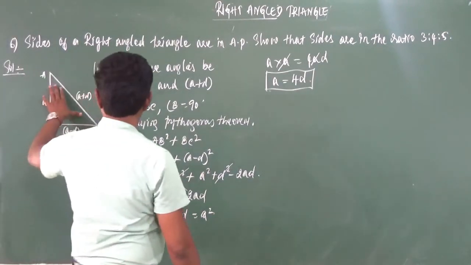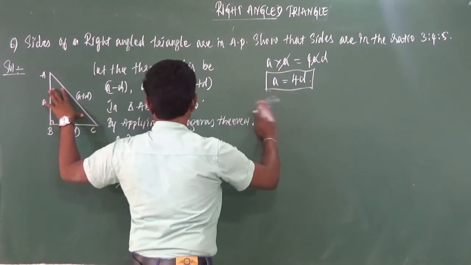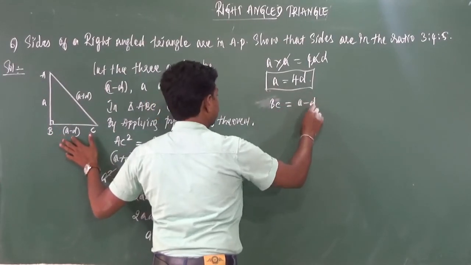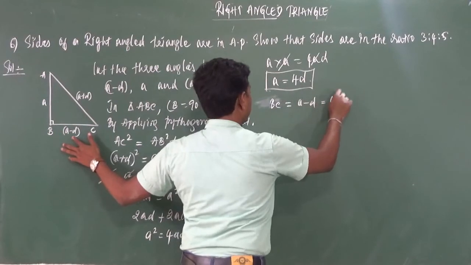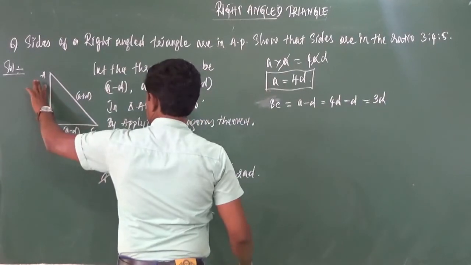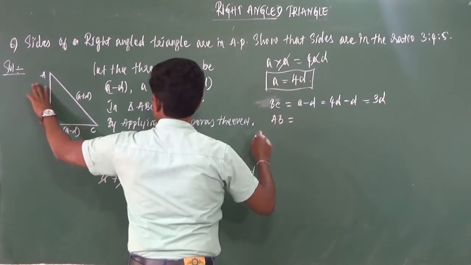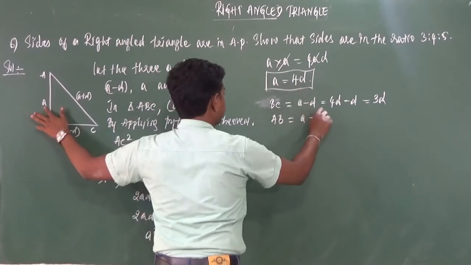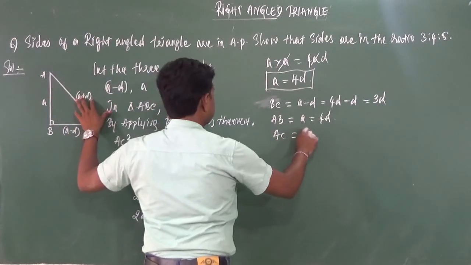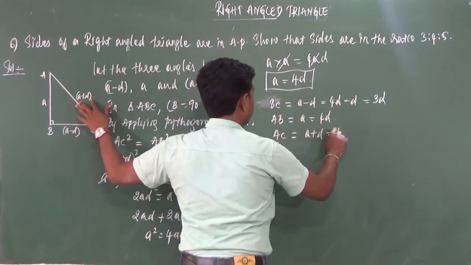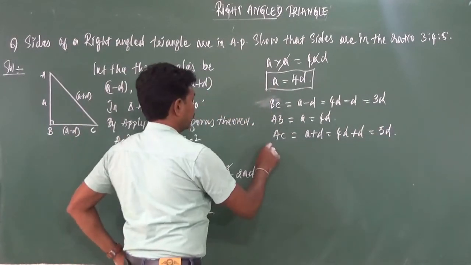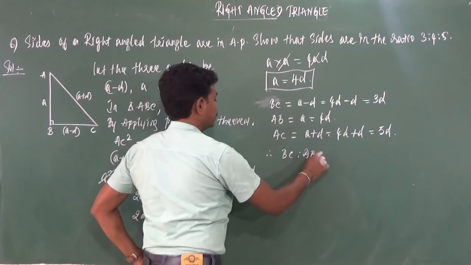So here, let us get into the first side, that is BC. BC is equal to A minus D. So this can be written as A is 4D minus this D. That stands to 3D. Another one is AB. So AB is equal to A. So A is nothing but we have got the value, that is 4D, and AC is A plus D. So that is A plus D is equal to A is 4D plus this D. So that becomes 5D.